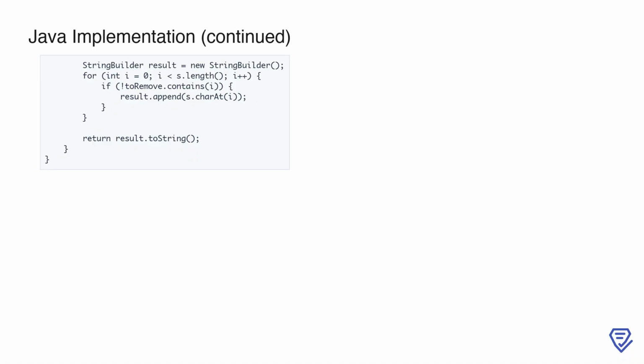Finally, we convert the string builder content to a string and return it. This approach ensures a clean and valid string with all unmatched parentheses removed, while maintaining the original order of the characters.